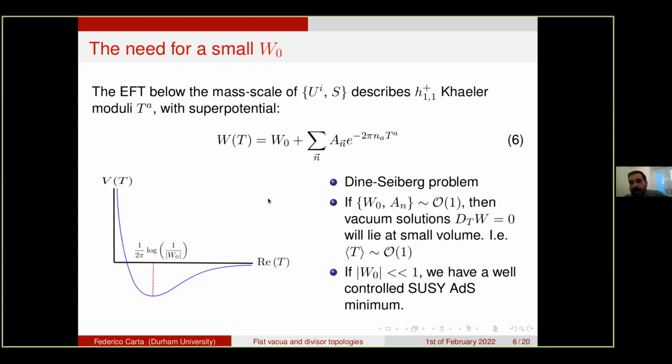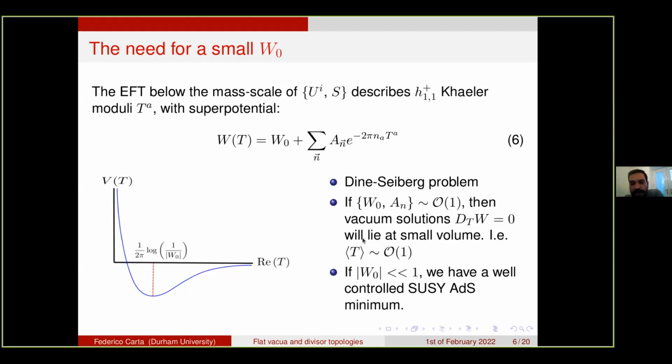And this is a big problem, because of course, I cannot trust the supergravity in a regime in which my Einstein frame volume of a Fourier cycle is the same order of magnitude as the length of the string itself. So the value at which we have the AdS KKLT minimum depends on W0 in this way.